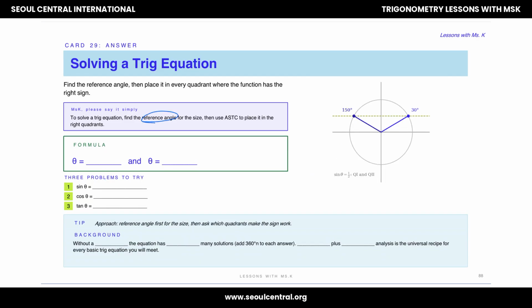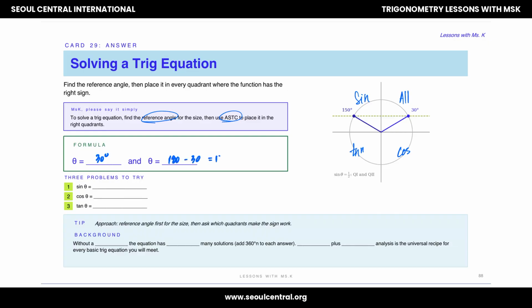Flashcard 29. Solve sine of theta equals 1/2 for 0 is less than or equal to theta is less than 360. Solving a trig equation. Find the reference angle, then place it in every quadrant where the function has the right sign. To say it simply, to solve a trig equation, find the reference angle for the size, then use ASTC, which is All Students Take Calculus, to place it in the right quadrants.